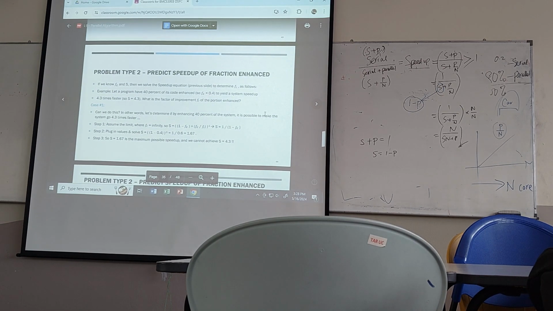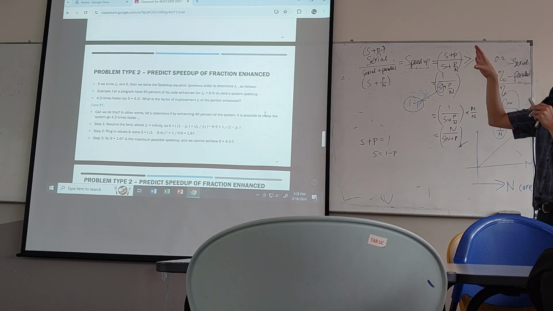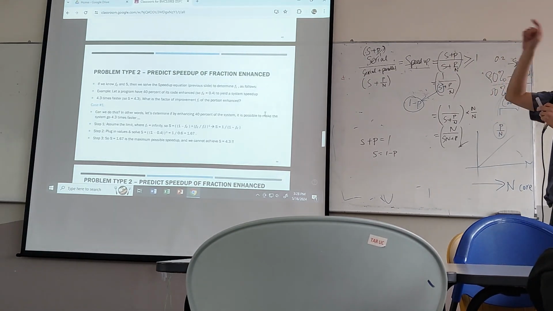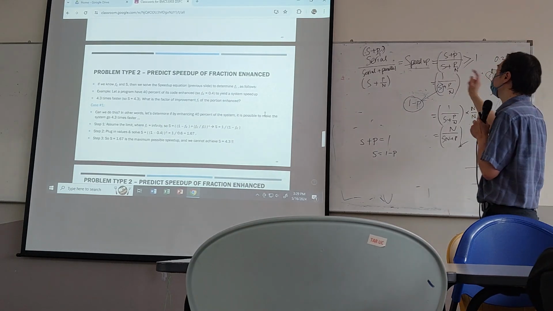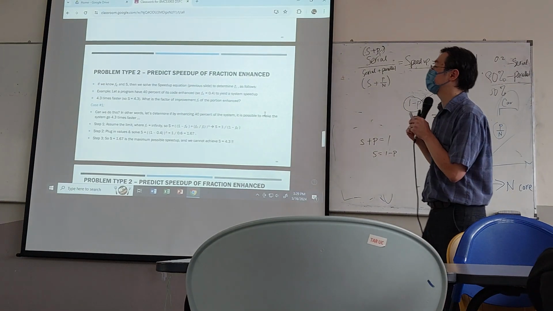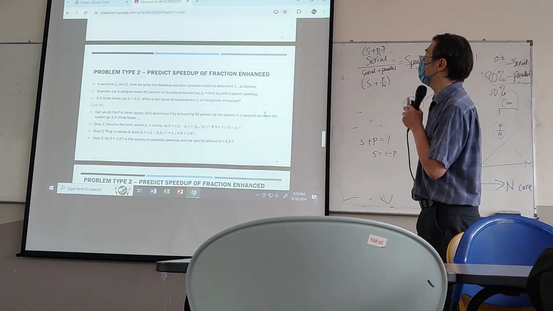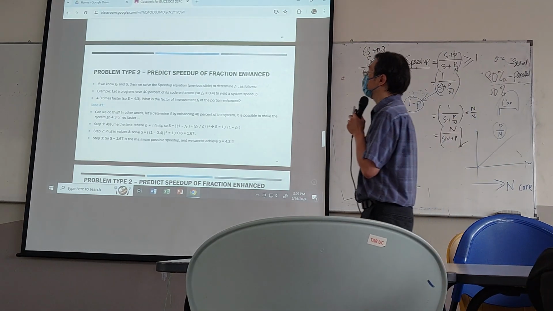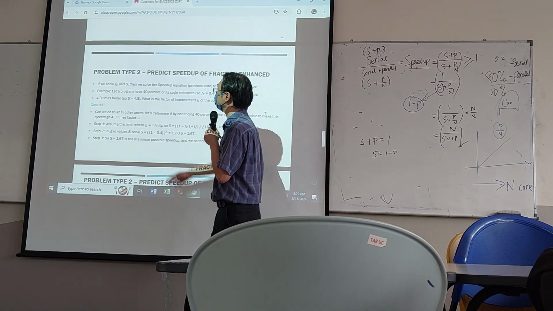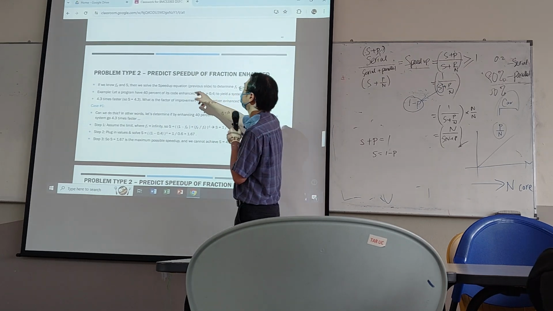So the question that comes from here is actually very simple. But it can be complicated if you try to analyze the whole thing. All of that is important, but you can derive it from understanding. The core is this one. Okay, the second question is to predict the factor of improvement of the fraction enhanced. That means given the fraction enhanced, and we know the speed up, we want to find out the factor of improvement.